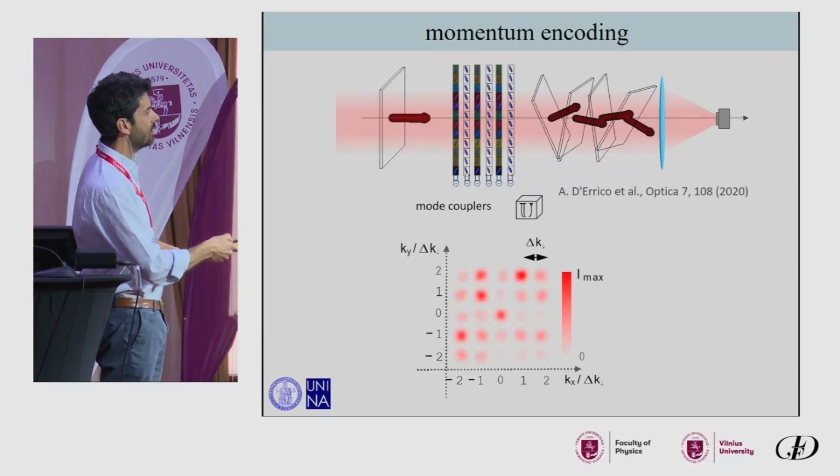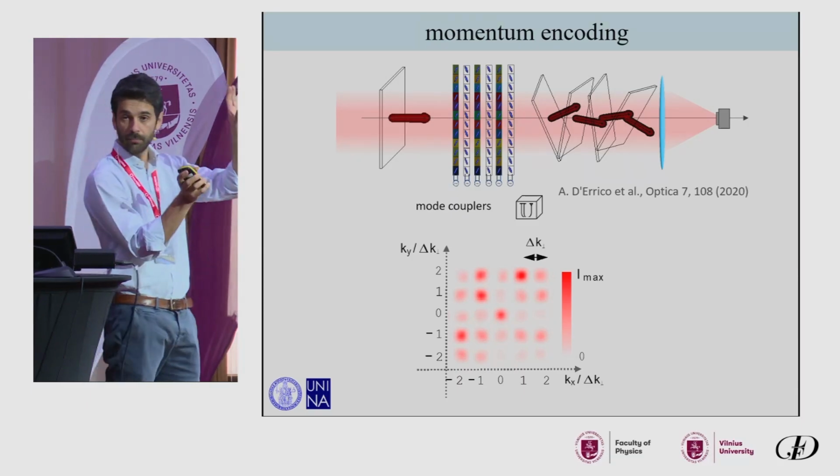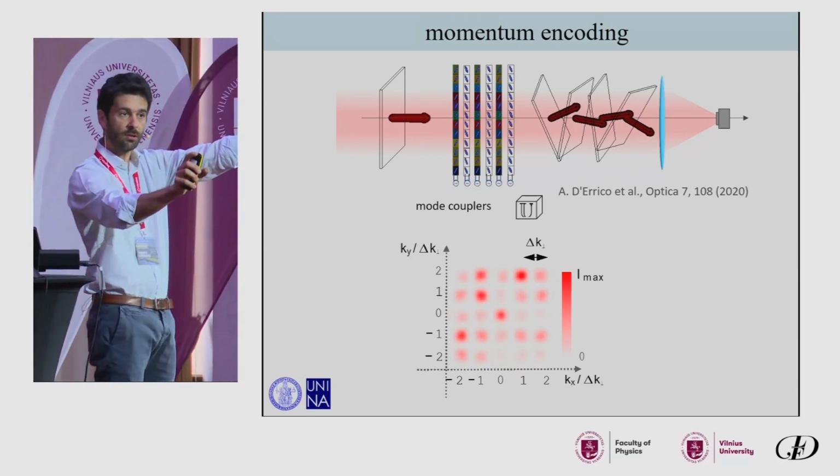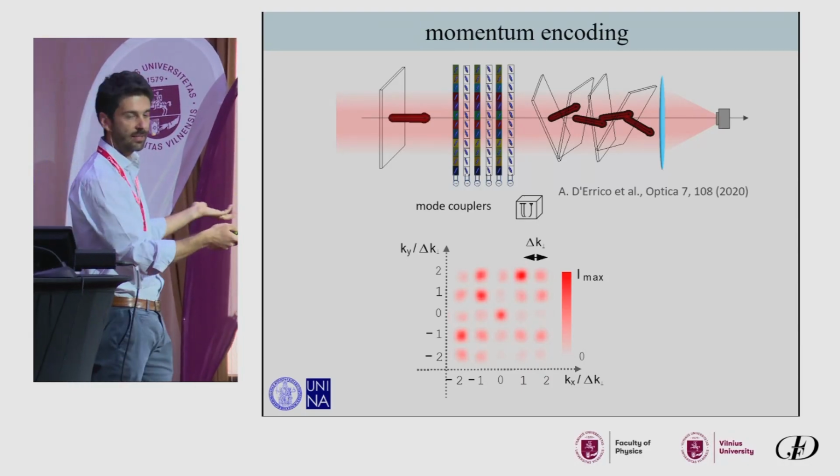And you see, this is a numerical simulation. In the output, you put a lens. All these modes, these tilted modes, become spots in the focal plane, and you can read them out, and they form a lattice like this.